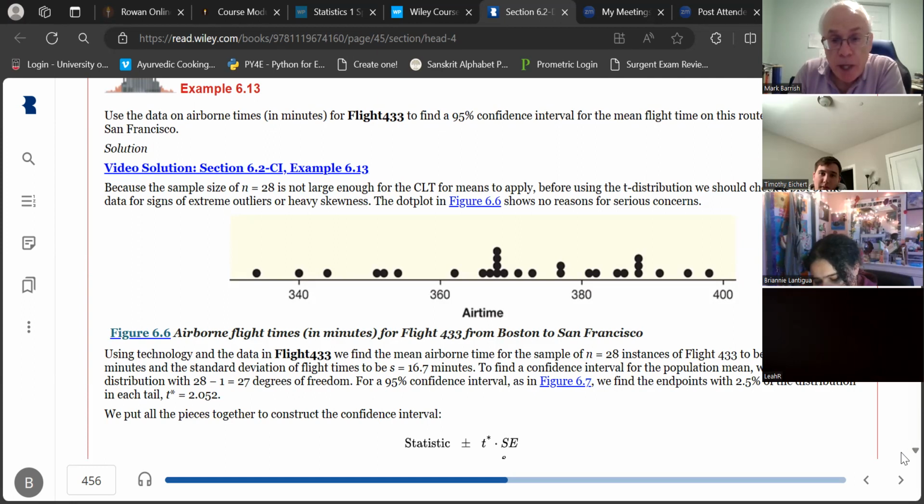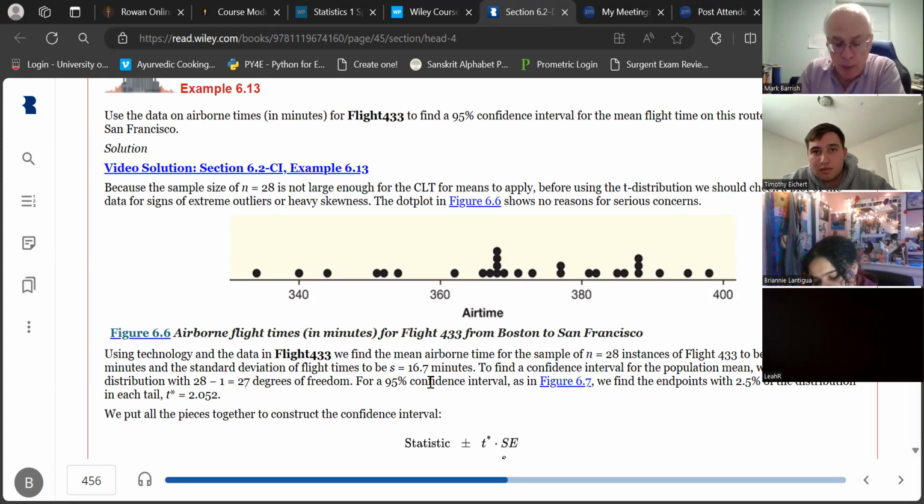Anyway, so they give the X bar. According to this, the sample mean is 371.1 minutes, the average time for the 28 flights. And the sample standard deviation is 16.7 minutes. So out of those 28 flights, you put it in your calculator, calculate the sample mean, you get 371.1, sample standard deviation 16.7. All right, so you have everything you need here, and they say find a 95% confidence interval, right? So how do you do this?